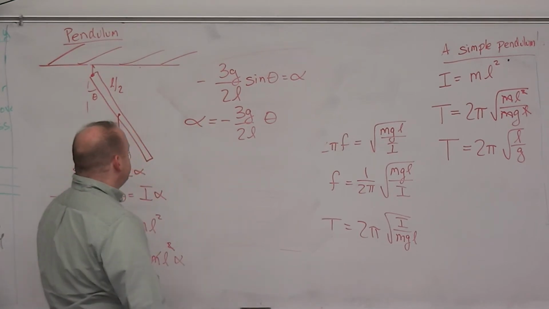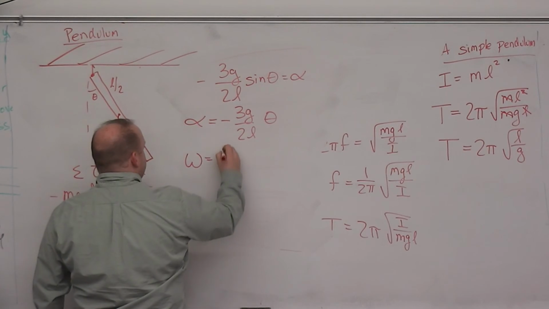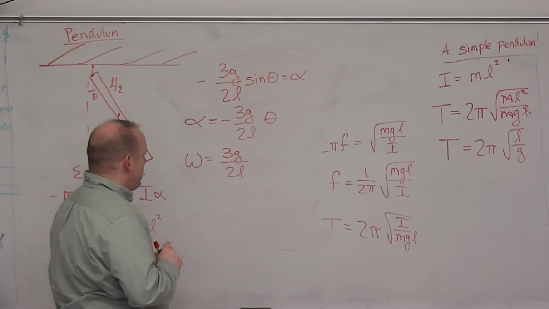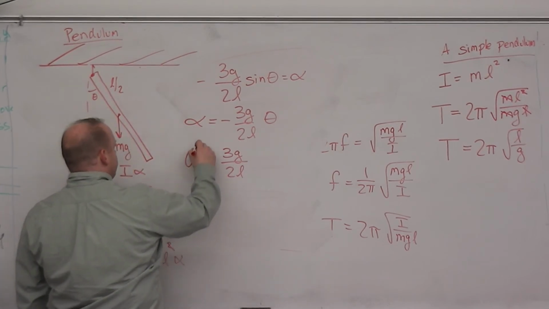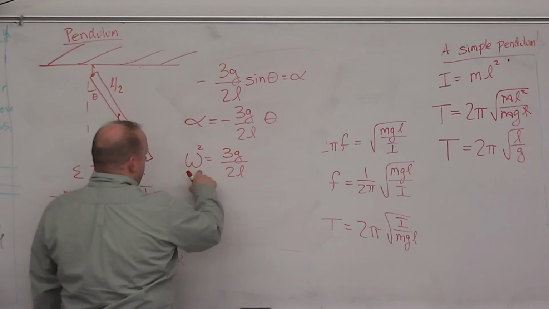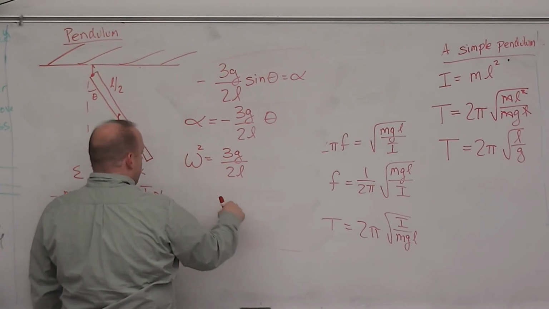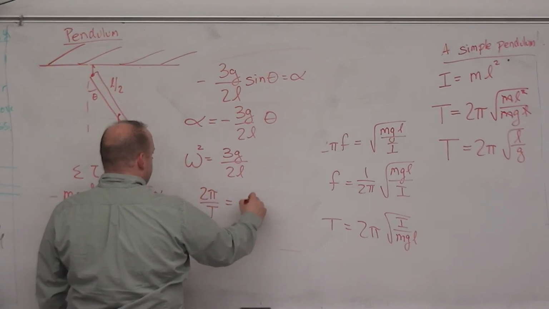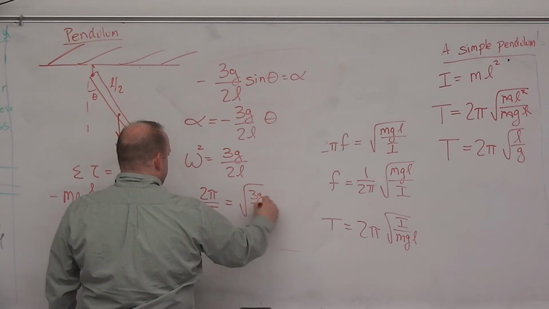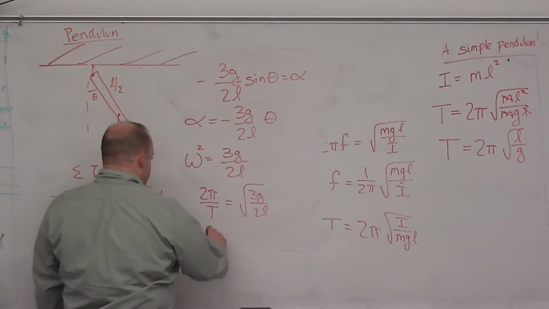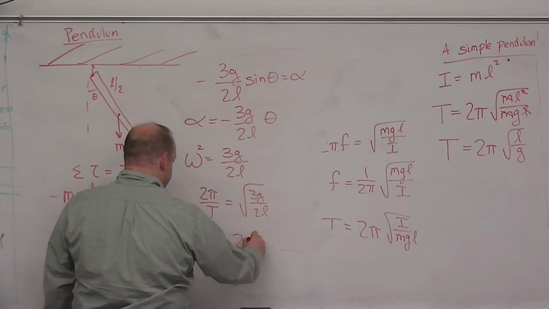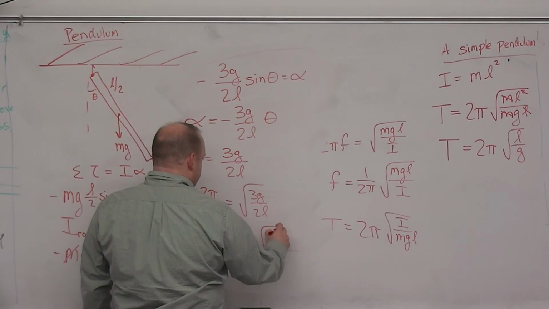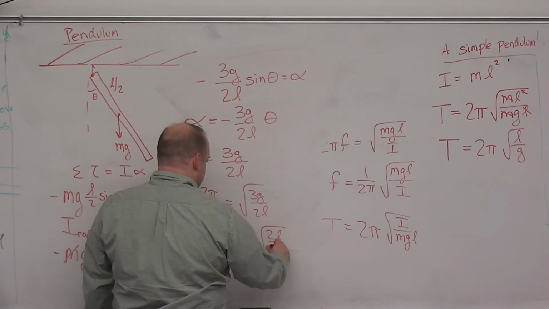So now omega squared is equal to 3g over 2L. Omega is equal to 2 pi over T, so 2 pi over the period is equal to the square root of 3g over 2L. The period is equal to 2 pi square root, well, 2/3 what we had before, 2L over 3g.